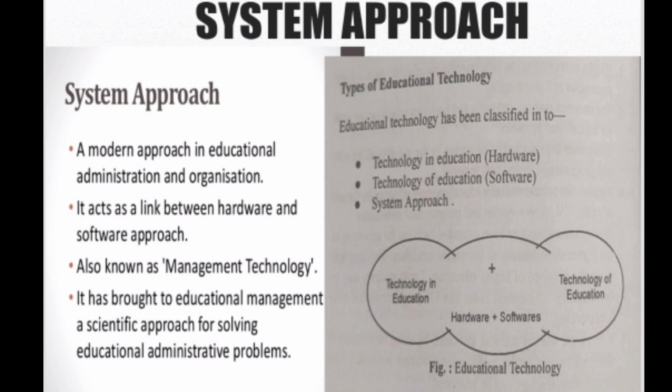Then we have third, system approach. System approach is basically the mediator between the technology in education and technology of education. It is a combination of hardware and software. It works as a mediator between both of them. Basically it's a link between hardware and software approach. A modern approach in education administration and organization, it is also known as management technology.